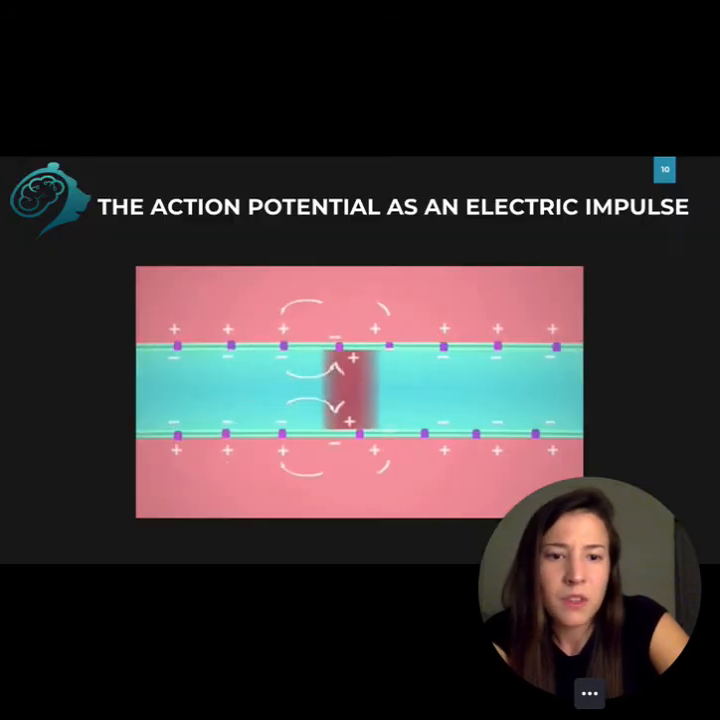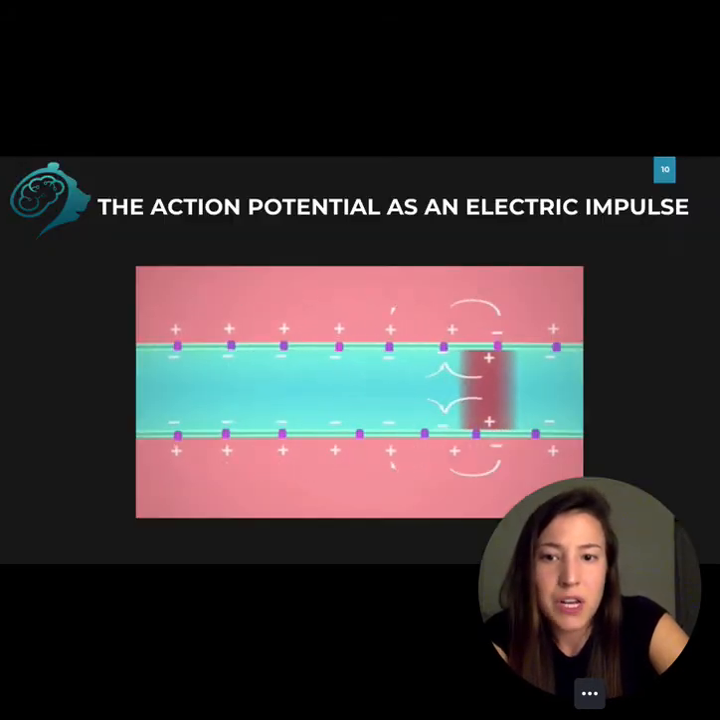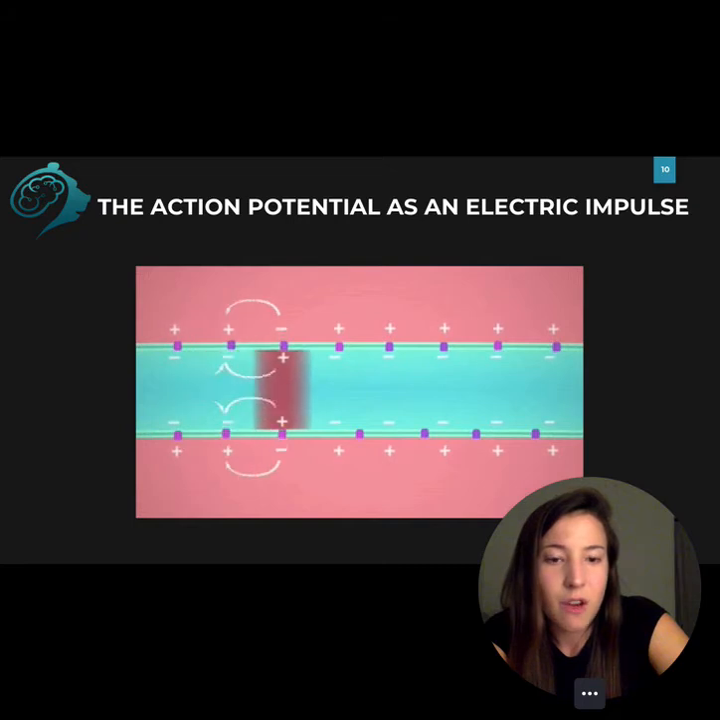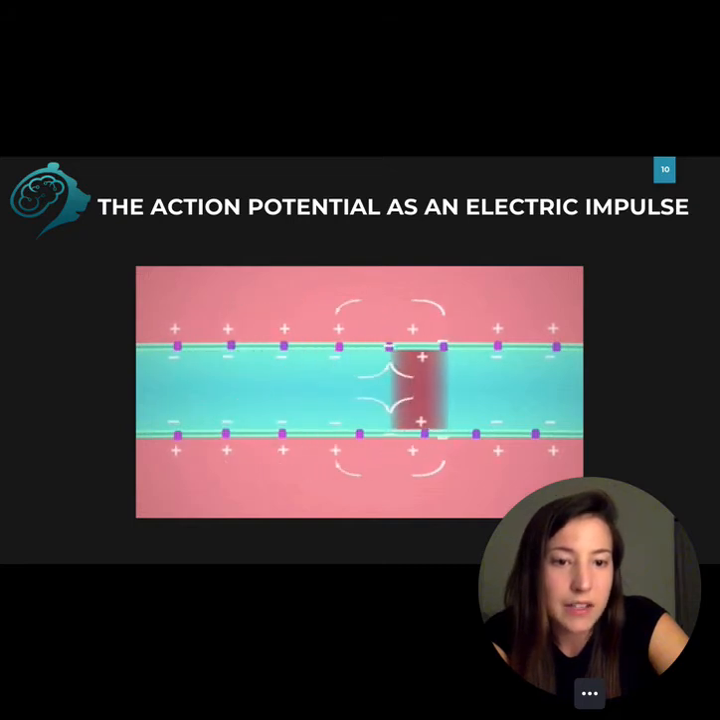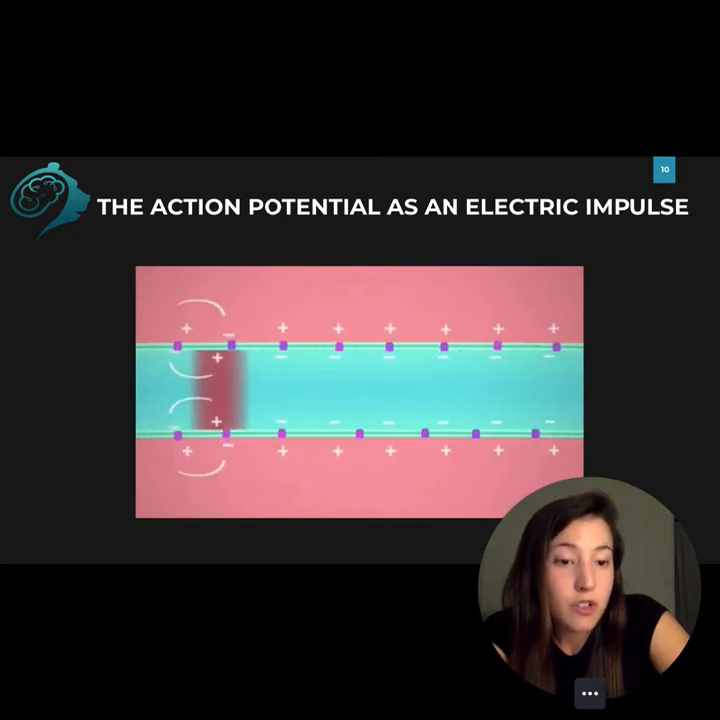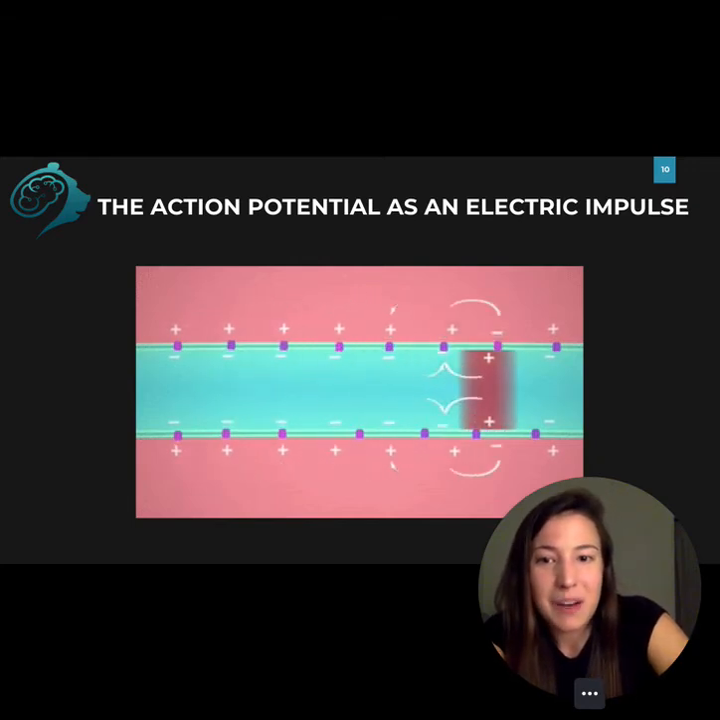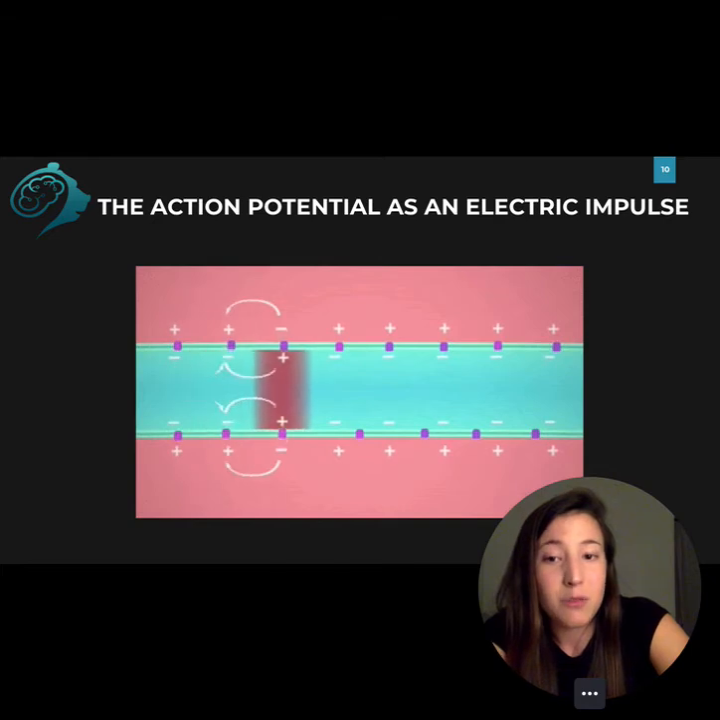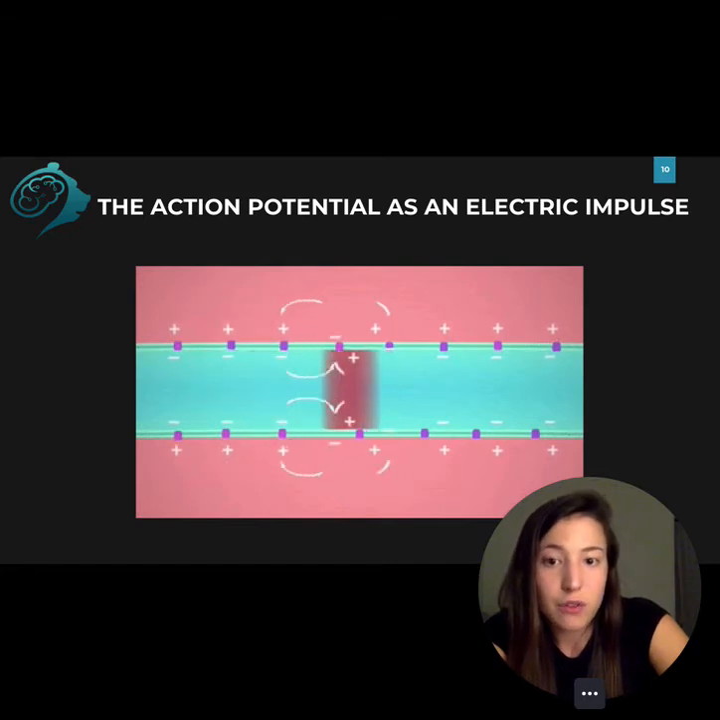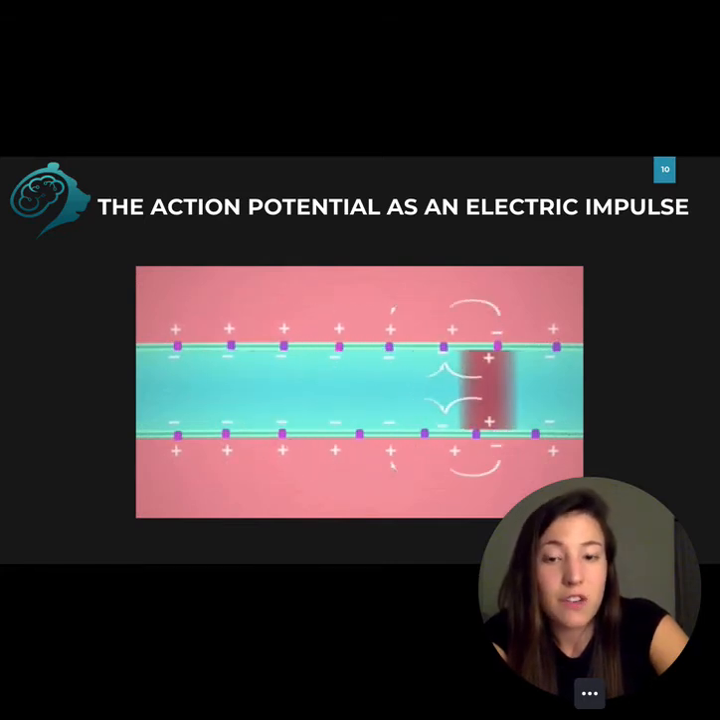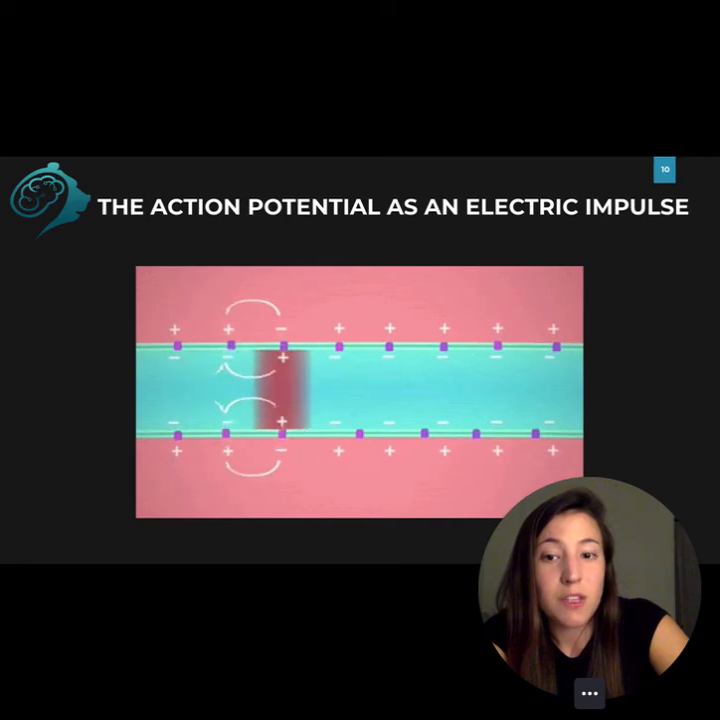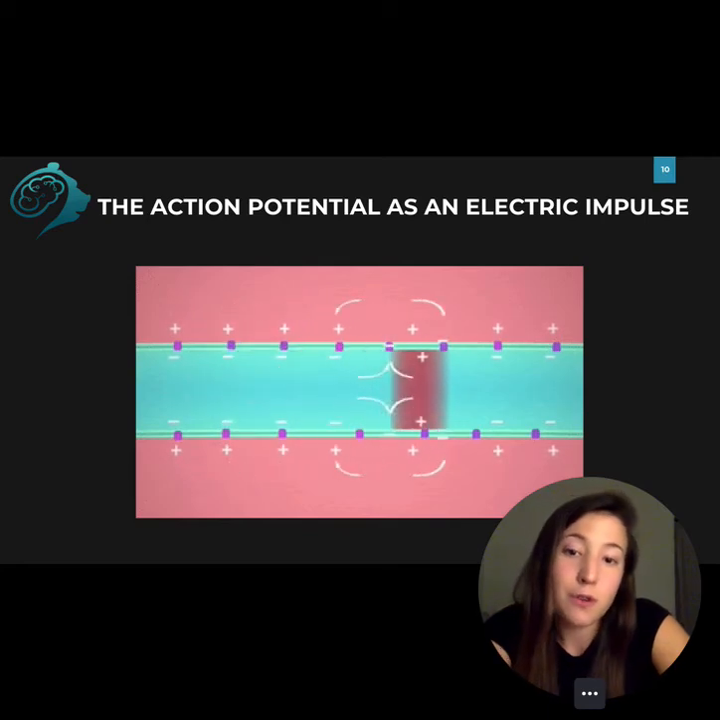So this slide gives you a pretty good idea of what's actually happening as the action potential passes down the axolemma. So the membrane potential is modified through movement of ions through ion channels. When the neuron receives a signal, voltage-gated channels are opened, causing depolarization of the membrane. This in turn opens more channels and allows for further depolarization.